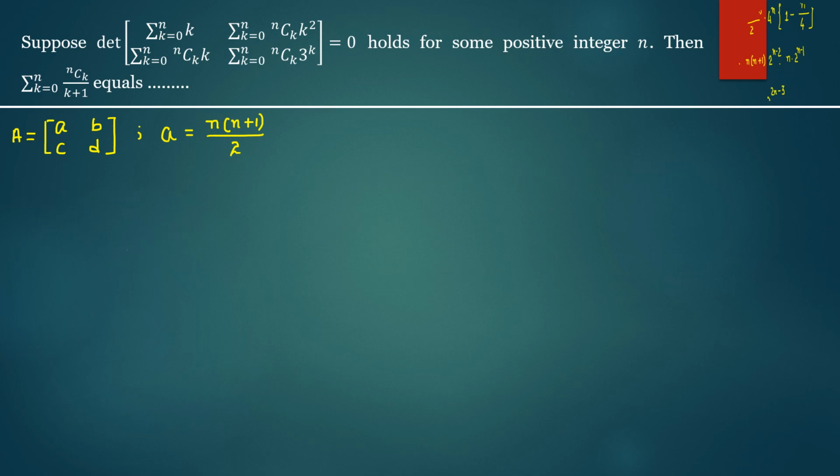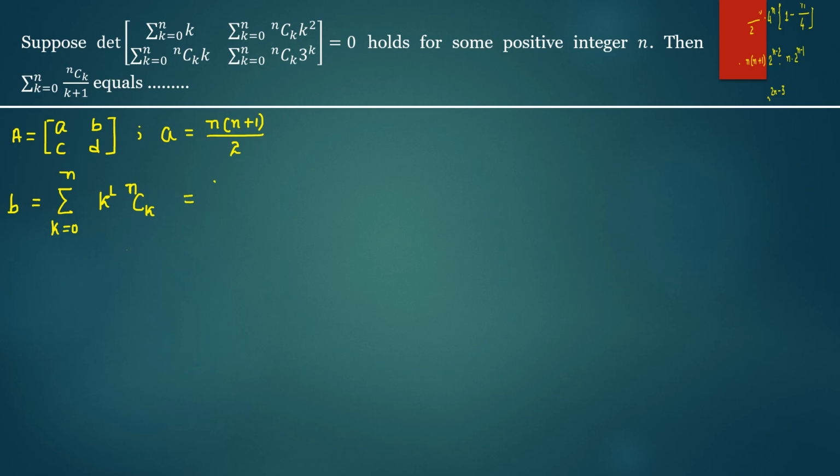Now, let's proceed to take the element B. What is B here? Obviously, the first row, second element, that is the summation for k equal to 0 to n of k squared multiplied by nCk. Now see that this summation, we'll find out using a few tricks.